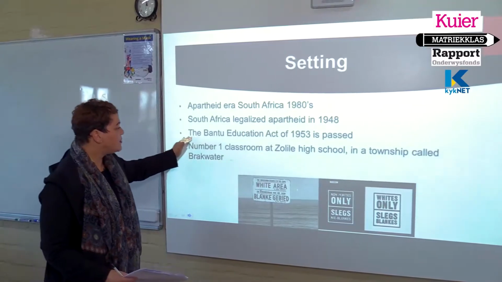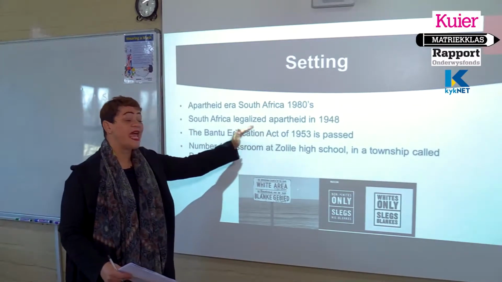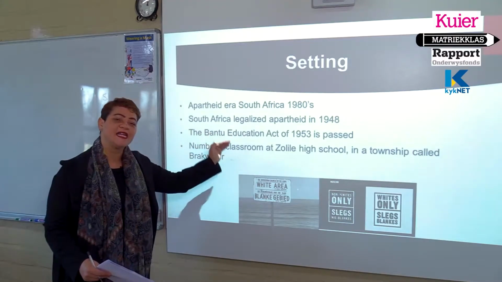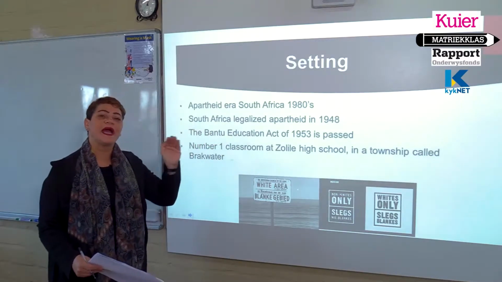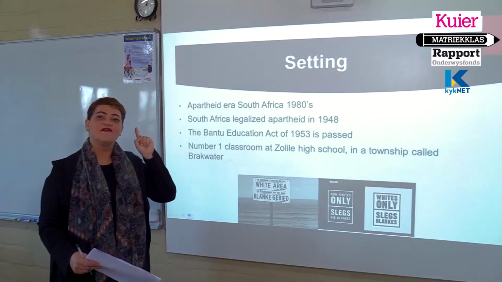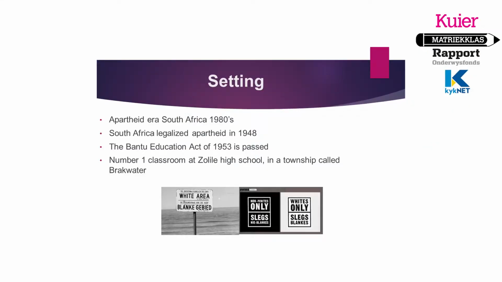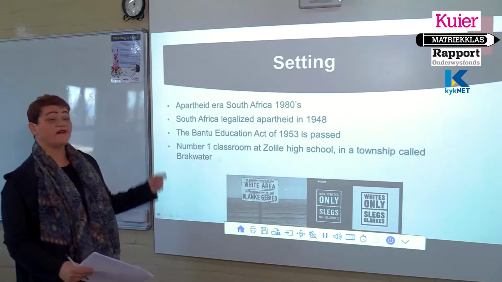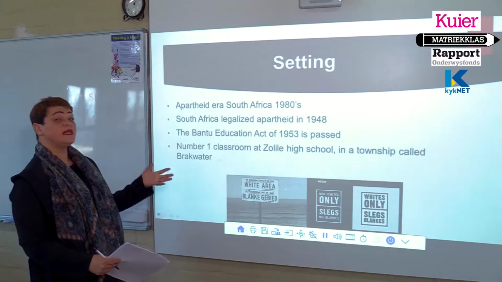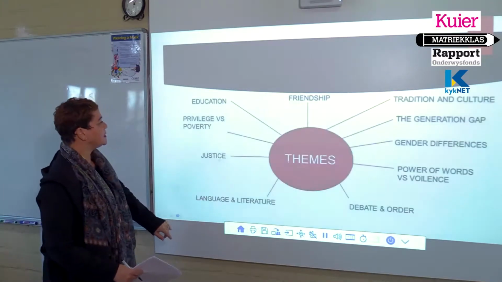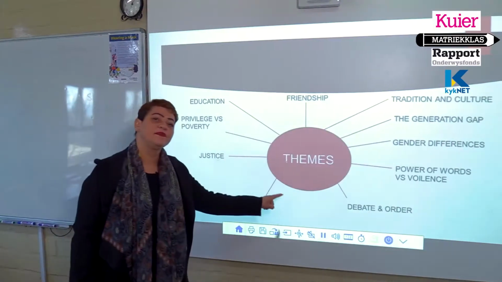So remember now, the Bantu Education Act of 1953 has been passed, and this is the act that is causing Thami to become an activist. His fight for equal education is based on what this act meant. It happens at number 1 classroom in Brakwater, and that's the township, but you've already done this, you know this, right? So, themes. What are themes?